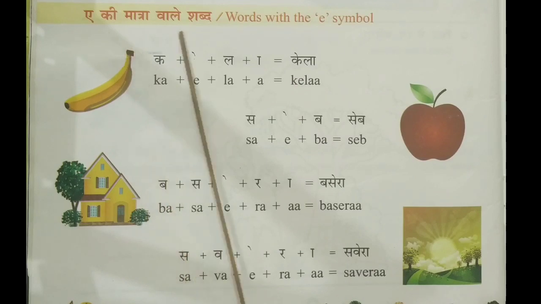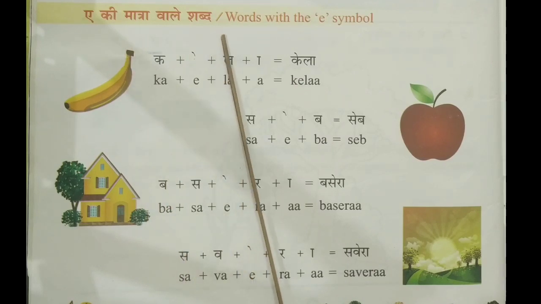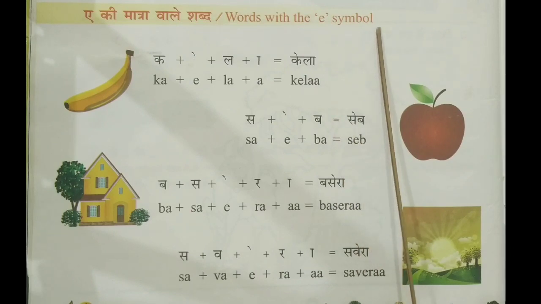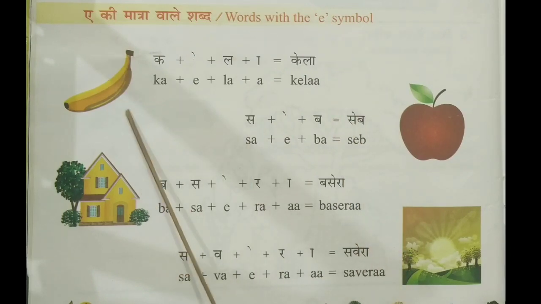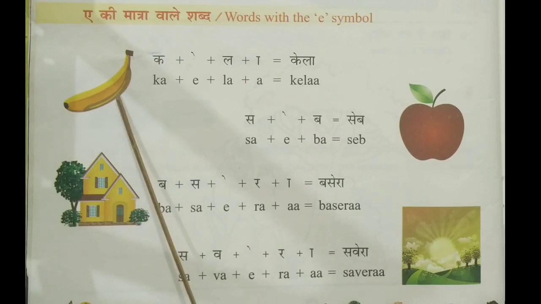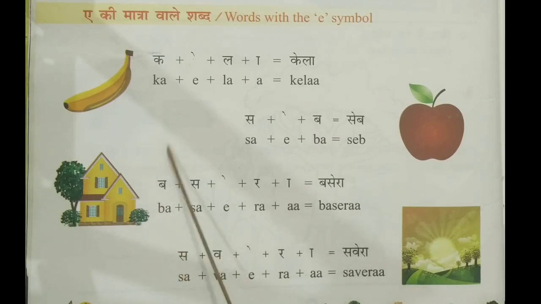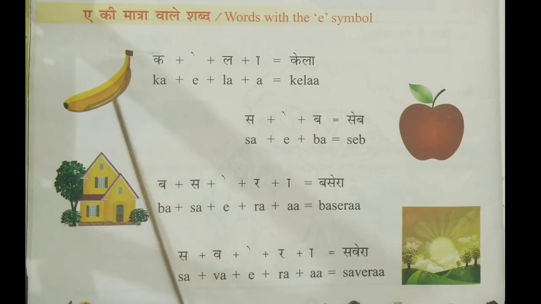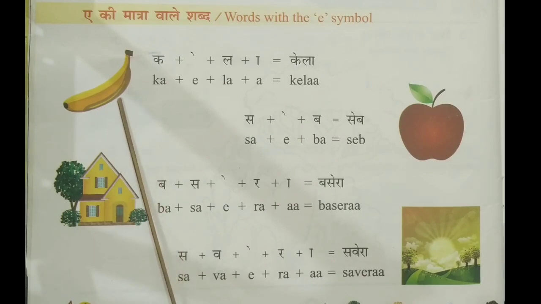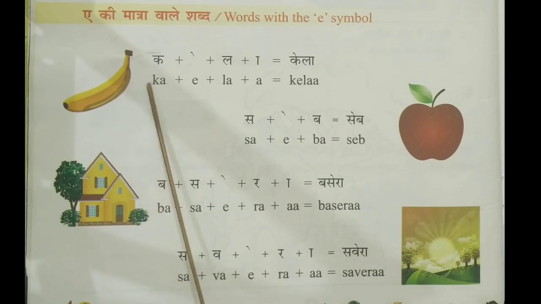Eki matra wale shabd. Words with the A symbol. Now see, here you can see four pictures. Can you name them? Do you know the names of these pictures? Let us see. Kya hai ye? Ye kela hai. Kela means banana. Kela.